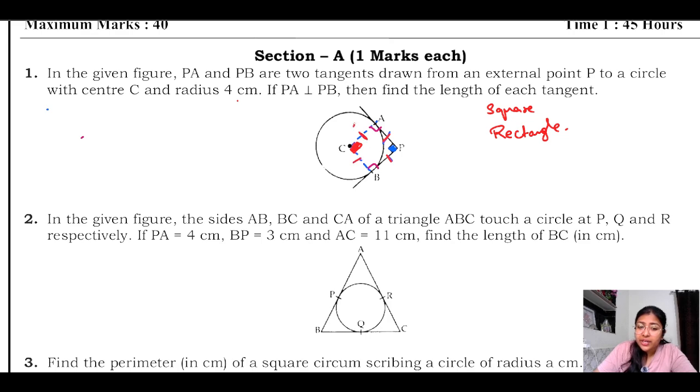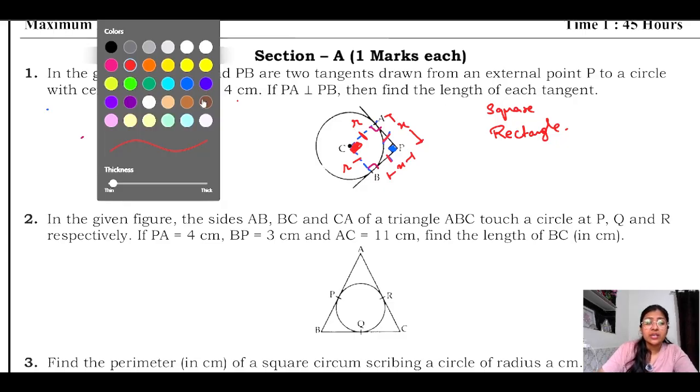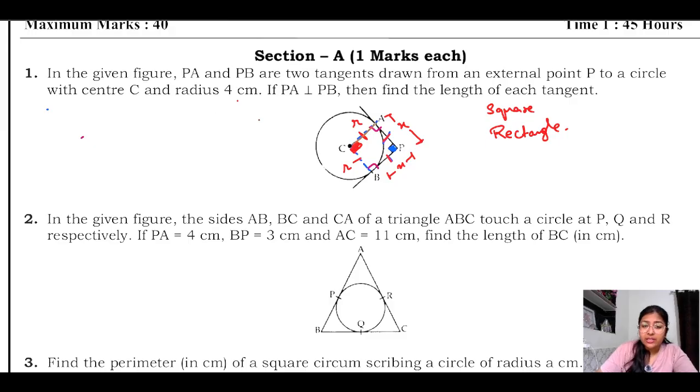Yes or no? These are the radius. These will be of same length, and these are the tangents. We need to find out the length of each tangent. If this is x, this is also x. The length of the tangents drawn from an external point are equal. It means in this rectangle, the adjacent sides are equal. It means this rectangle is a square. Yes, very good. This rectangle is a square.